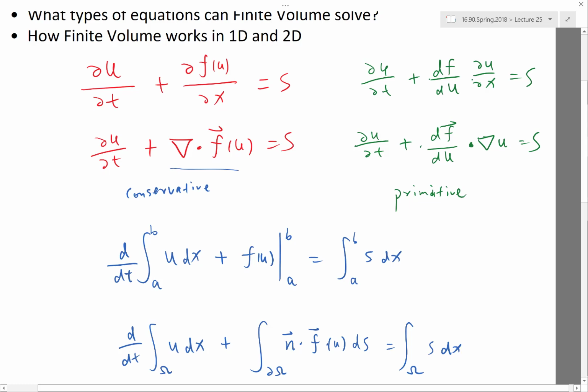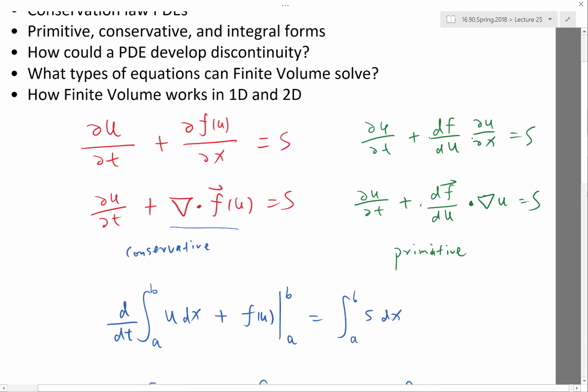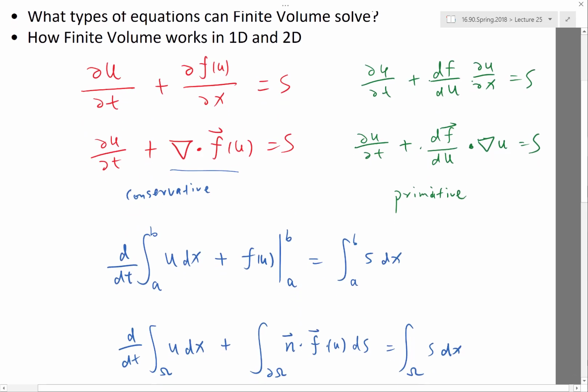All right. So this is basically how finite volume works in 1D and 2D. This is basically what you need to know about finite volume.